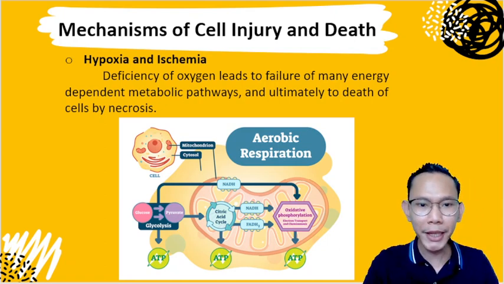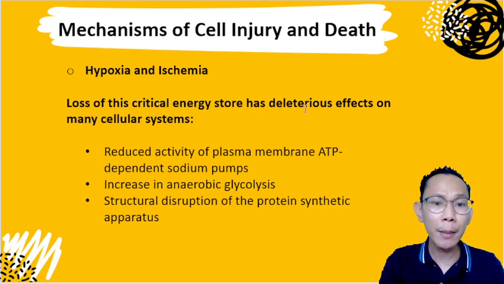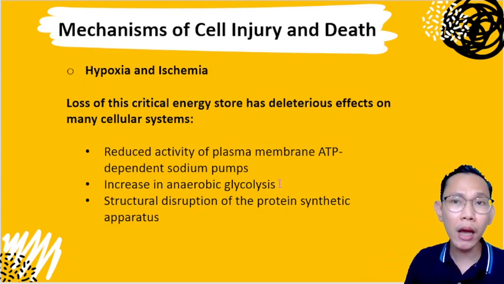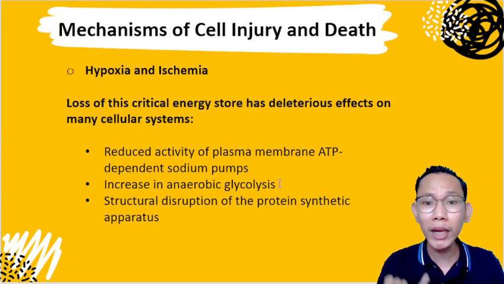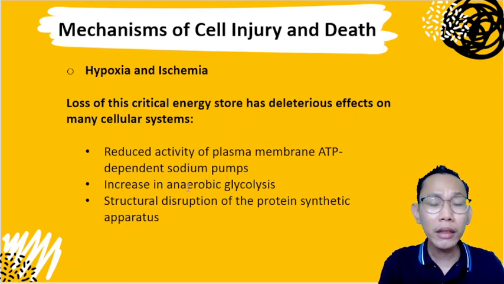Very good. Next. So ito yung mga critical energy store has deleterious effects on the many cellular systems. So ito yung effect ng ating hypoxia and ischemia. There could be reduced activity of your plasma membrane, ATP-dependent sodium pumps. Kasi nga, ATP, wala ka ng ATP. Increase in anaerobic glycolysis. Since wala tayong enough na energy na napoproduce because of walang oxygen, so our body will go for anaerobic glycolysis because this anaerobic glycolysis will not require oxygen. However, in anaerobic glycolysis, anong nangyayari?